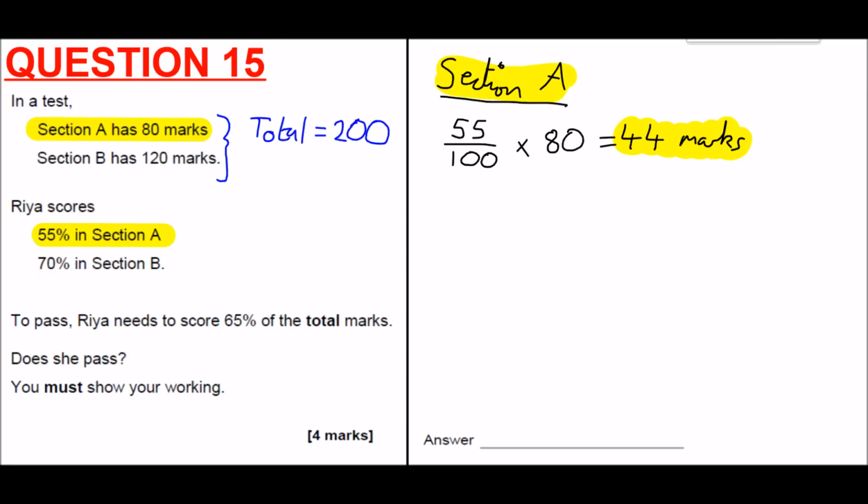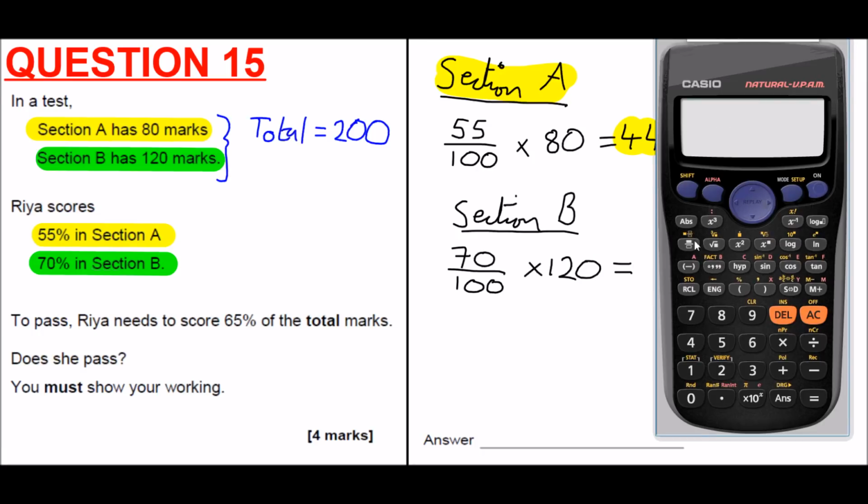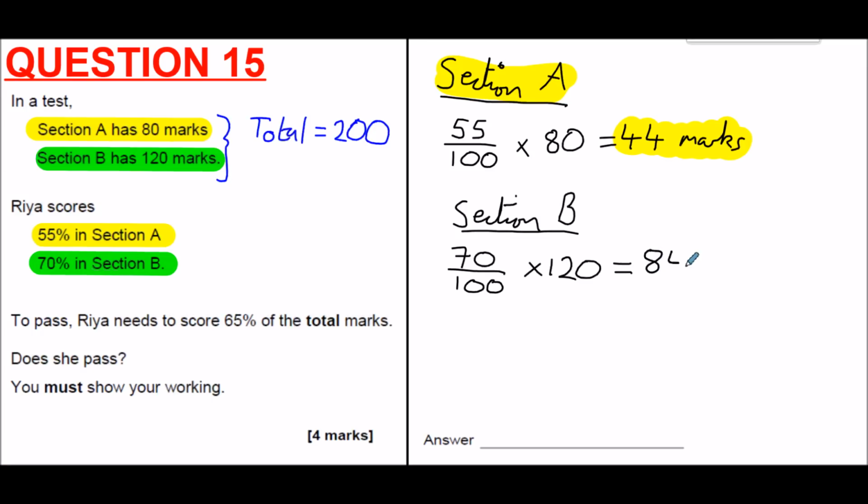We then need to do the same idea for section B to find out the total number of marks she scores in that second section. So for section B, we're told two things. We're told it's out of 120. We're also told that she scores 70% in that section. So 70% means 70 out of 100. So 70% of 120 means this percentage of 120, which we can work out on a calculator directly. 70 out of 100 multiplied by 120, and that comes to a total of 84 marks. So section B, she scores 84 marks.